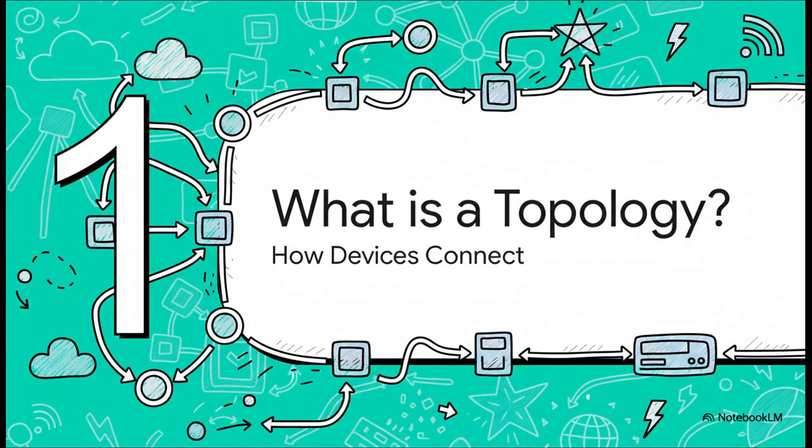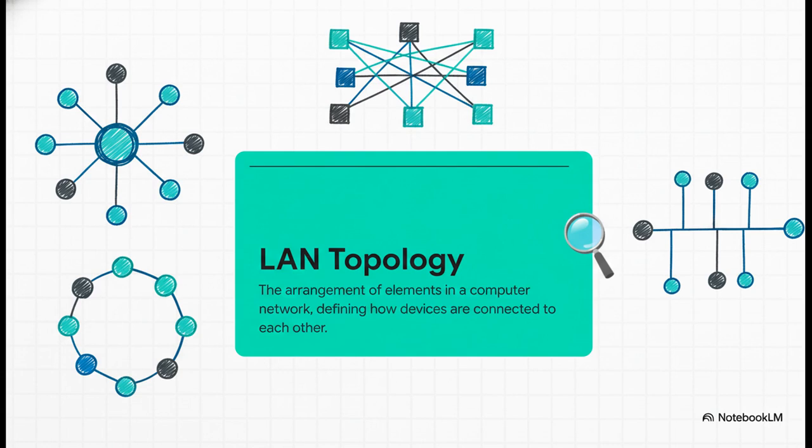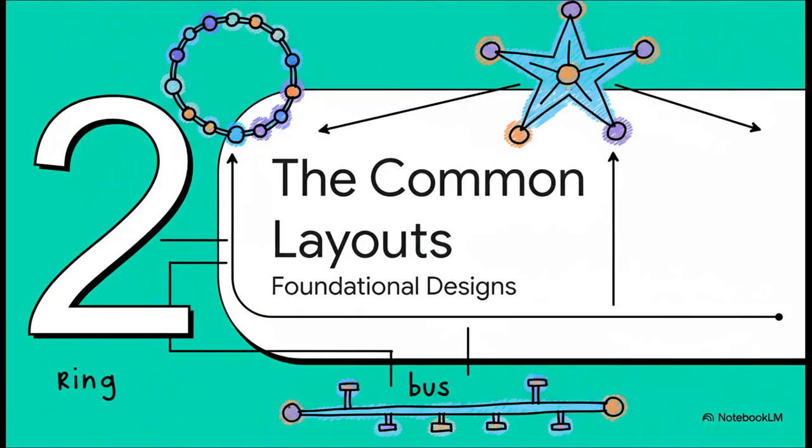What exactly is a network topology? Let's get right down to the fundamental definition. At its heart, a topology is simply the layout for a local area network, or what we call a LAN. It's not about the gadgets themselves, the computers or the printers. It's all about the pattern, the architectural plan that shows how everything is linked together.